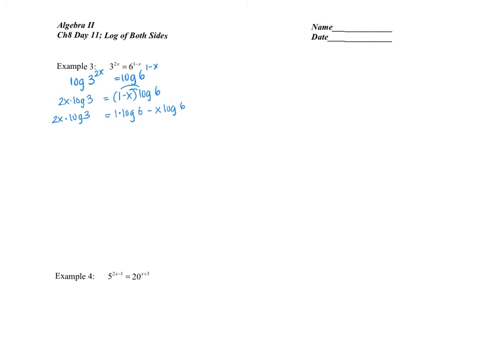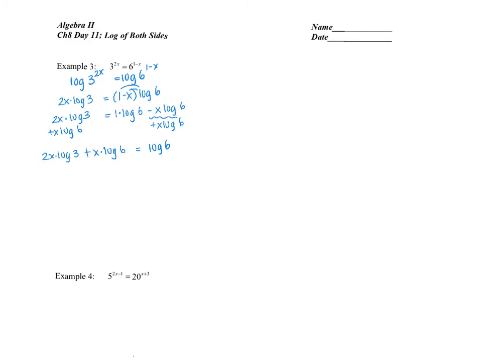I'm going to move all the terms that contain an x to the left side of the equation. So I'm going to move this term here to the left side by adding x log 6 to both sides. Okay, so we have 2x times log 3 plus x times log 6. If it helps you, put that little multiplication here if you want, equals, and 1 times log of 6 is just log 6. Okay, log of 6 is a number. We have now moved all of the x's to the left side of the equation, which is great. We have an x here and an x here.